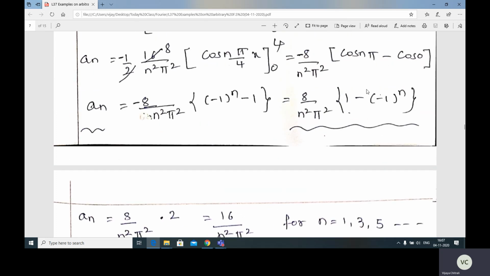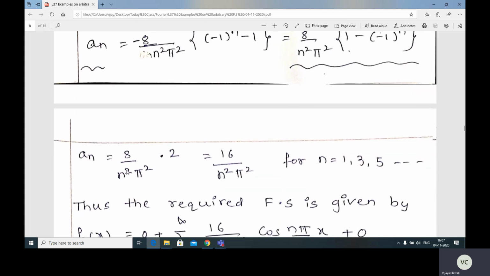Now this 1 minus 1 raised to n is 2 when n is odd, and this equals 0 when n is even. So we may write this as 8 divided by n square pi square into 2, or 16 divided by n square pi square. But one restriction is there. We have to take n as odd numbers, n as 1, 3, 5, 7, and so on.